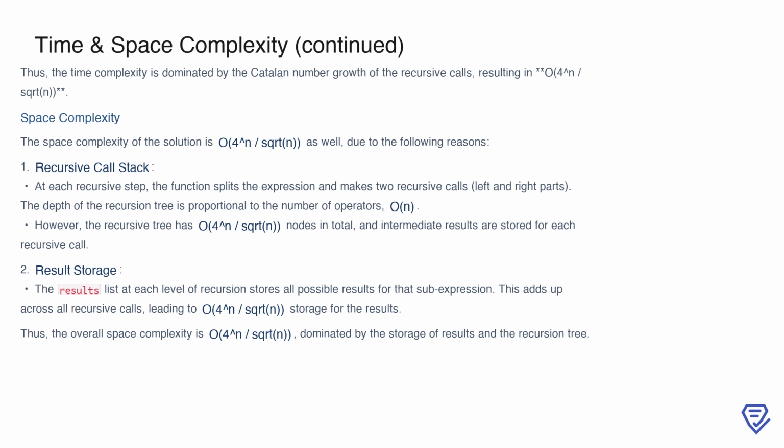Now, shifting to space complexity, it also follows a similar pattern. The recursion tree depth is proportional to the number of operators in the expression, which is n. However, the total number of nodes in the recursion tree grows according to the Catalan number, leading to 4^n/sqrt(n) nodes overall. Additionally, at each level of recursion, we store intermediate results in a results list. The storage for these results accumulates across all recursive calls, contributing significantly to the space complexity. Therefore, the overall space complexity is also 4^n/sqrt(n), driven by both the recursion stack and the storage of intermediate results.